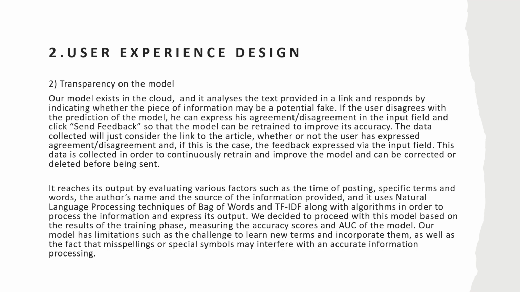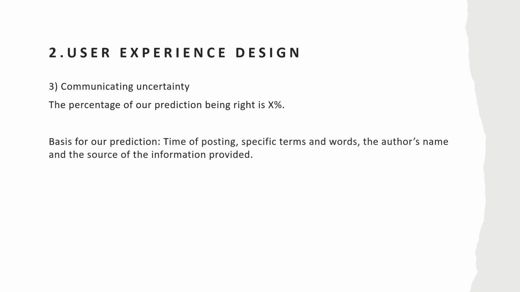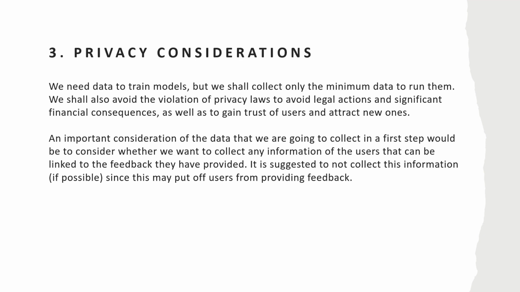Our model has limitations, such as the challenge to learn new terms and incorporate them, as well as the fact that misspellings or special symbols may interfere with an accurate information processing. It's always important in any case to communicate uncertainty, and we will do so by explaining to our user the percentage of our prediction being right, as well as the basis for this prediction. Now let's move on to the privacy considerations.